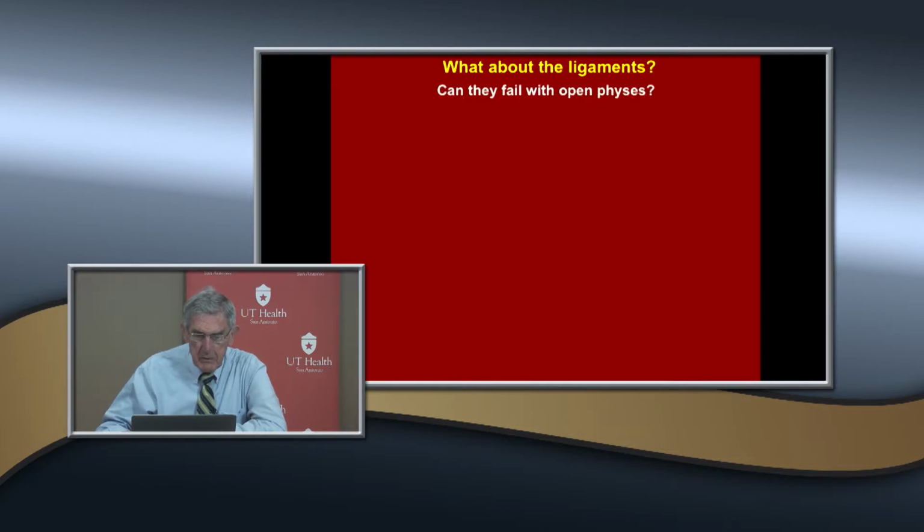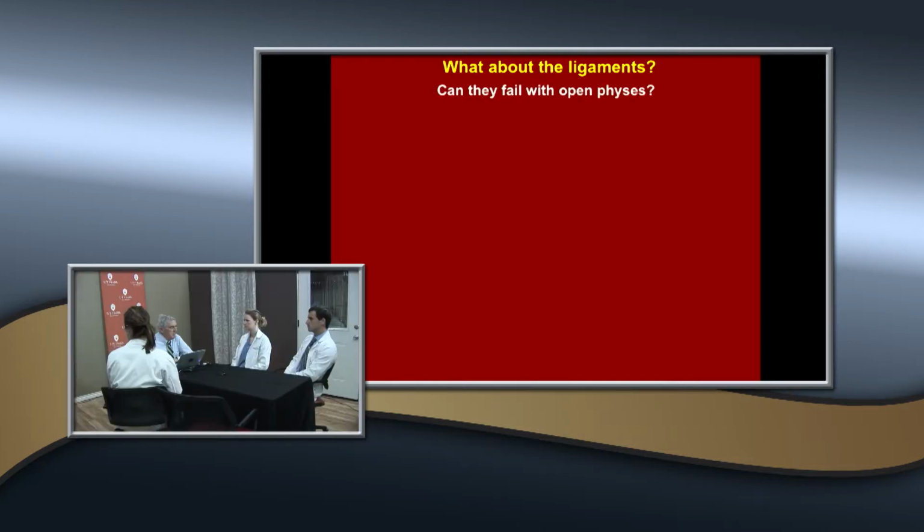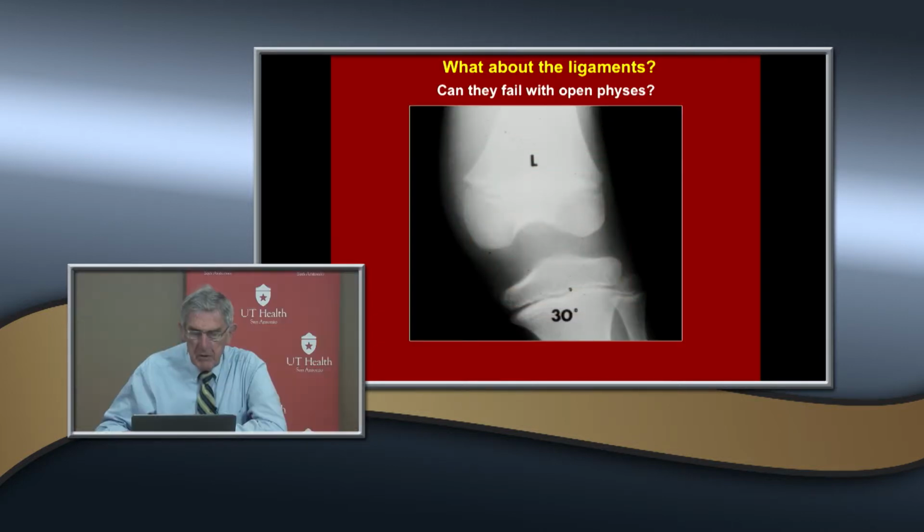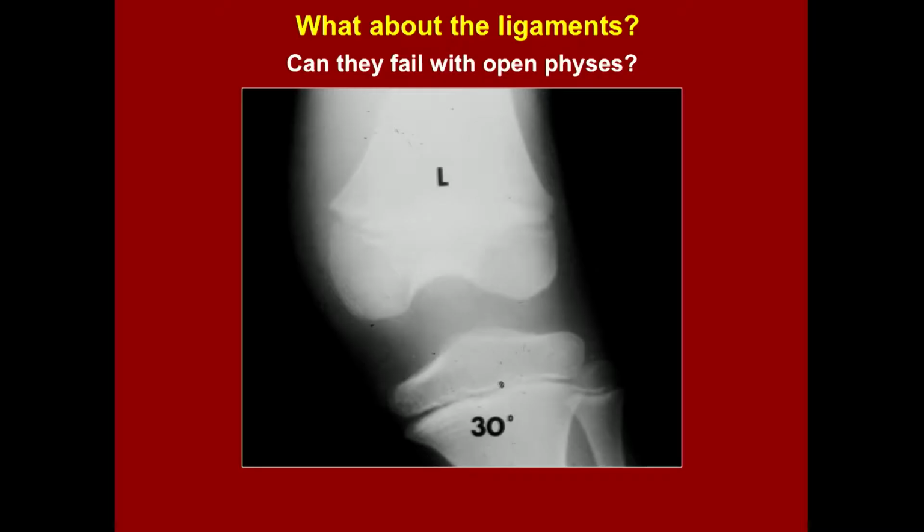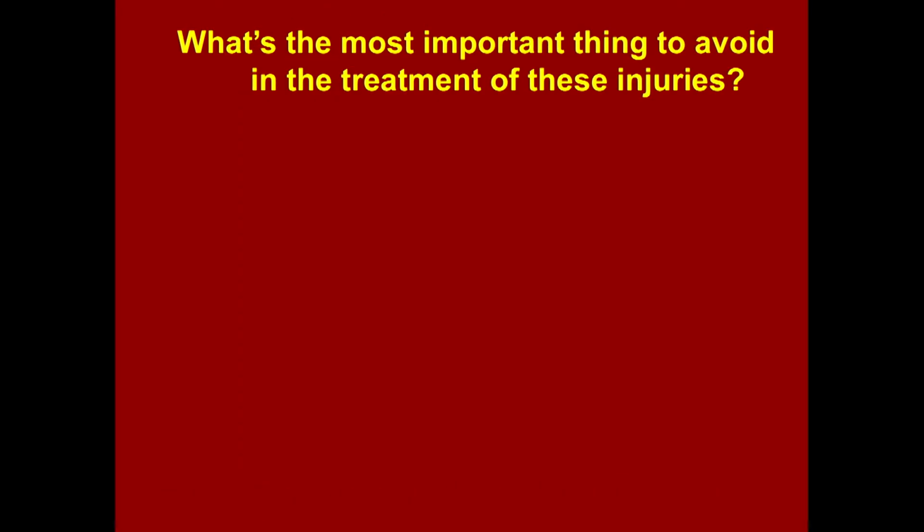What about the ligaments? Can they fail with an open physis? Yeah, you always need to remember, and actually there's been a good study, done at this institution by one of the staff men and one of the residents, and they looked at fractures of the distal femoral physis about the knee, and they found out if you really look carefully, there are some ligament injuries. Now this was a girl of about 8 years of age, and she opened up, but hers was due to a ligamentous destruction. So, what's the most important thing to avoid in the treatment of these injuries?